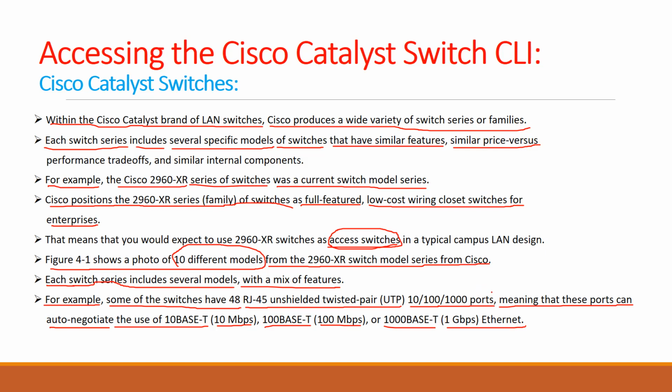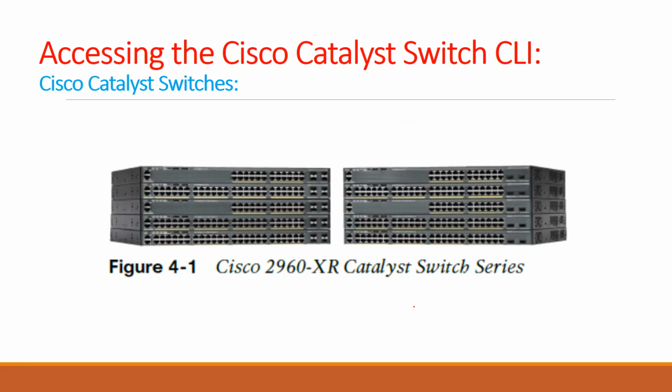This is the meaning of 10/100/1000 ports. It means that they can negotiate the speed before the traffic flows in the ports. This is how the 2960-XR Catalyst switch series looks like. They come in 10 different models, each with some features, and they may vary a little bit from each other.